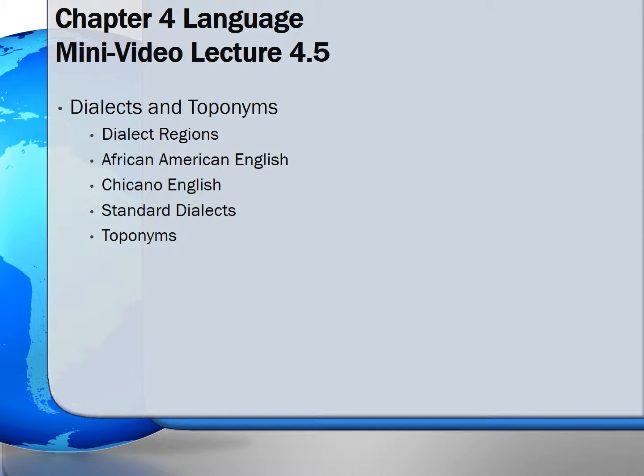Its function as a communication system, language also is a marker of cultural and personal identity. In this lecture, we will examine language dialects and toponyms. This is important to geographers to gain a better understanding of spatial patterns of dialect usage and how people identify themselves with place names.